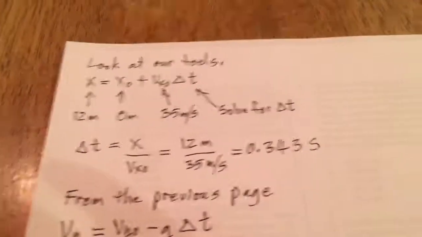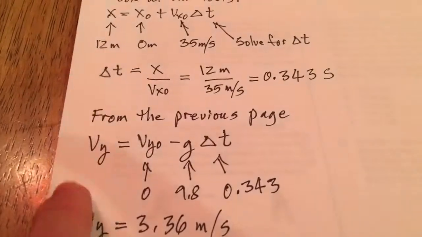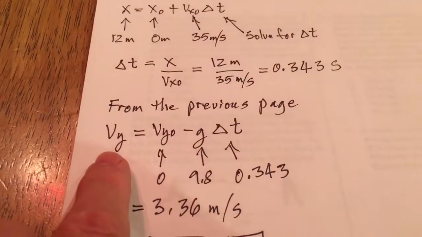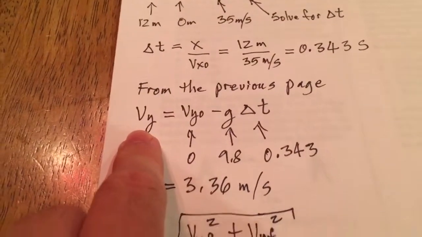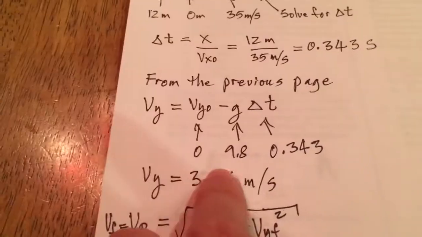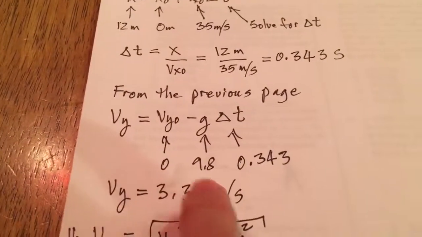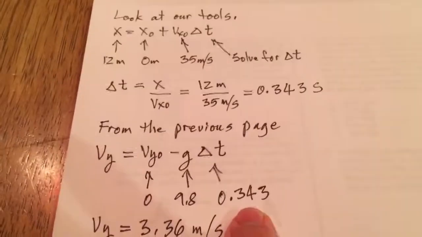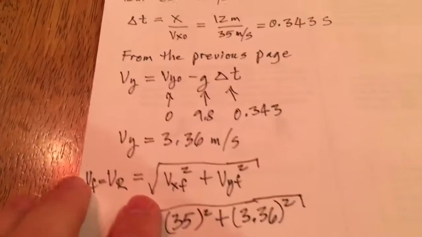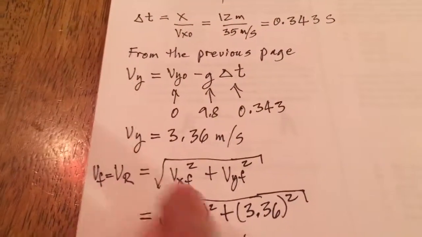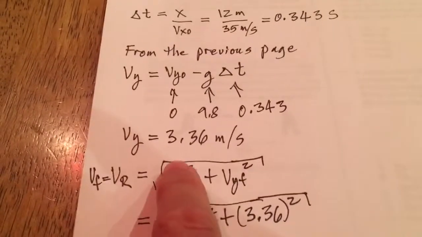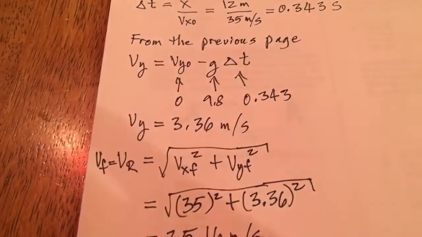With these numbers, it comes out to 0.343 second. And then from the previous page, we also have this from the toolbox, and this will allow us to get Vy, the final velocity in the y direction. We know that the initial was 0, we know gravity, and now we know the time. So this gives us the final velocity in the y direction. I should have put an F there. It is 3.36 meters per second.